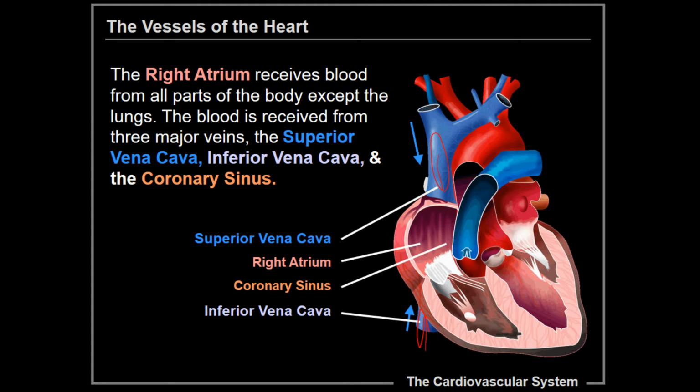I'll say this many times, but remember, all veins carry blood back to the heart. All arteries carry blood away. So regardless of oxygen content, all blood that is coming back to the heart will do so through a vein. All blood going away from the heart will do so through an artery.